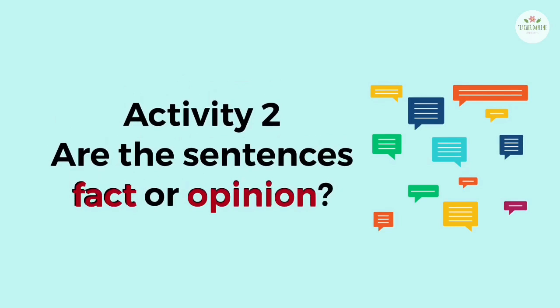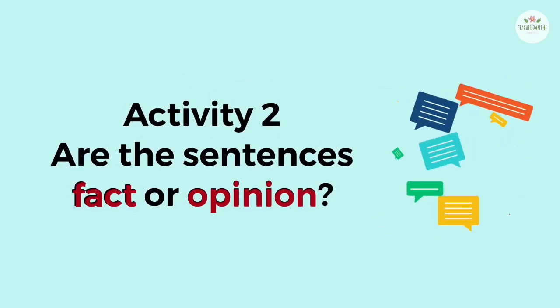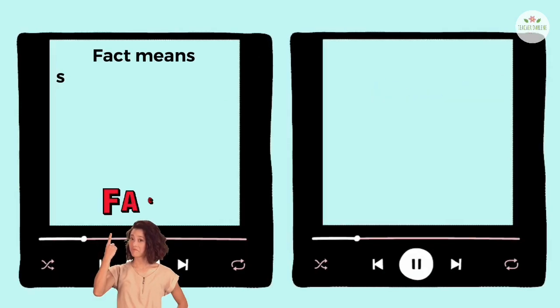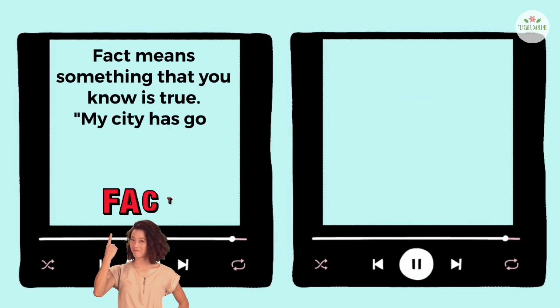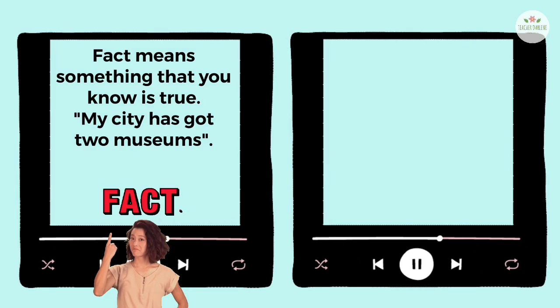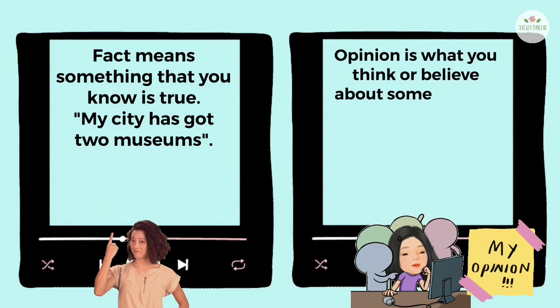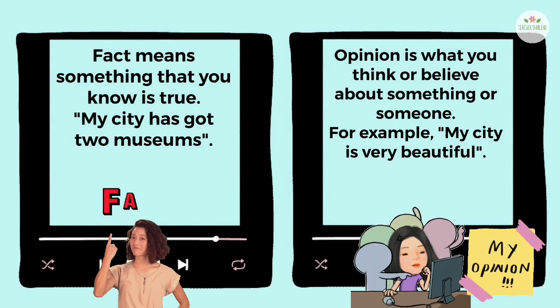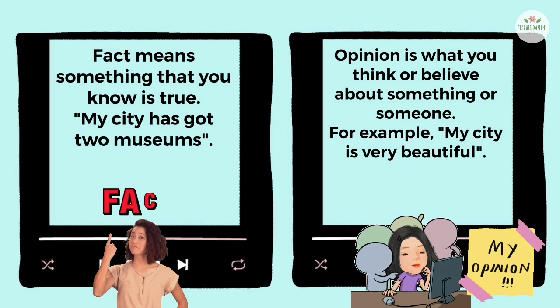Activity 2. Are the sentences fact or opinion? Write F for fact and O for opinion. Fact means something that you know is true. For example, my city has got two museums. Opinion is what you think or believe about something or someone. For example, my city is very beautiful.